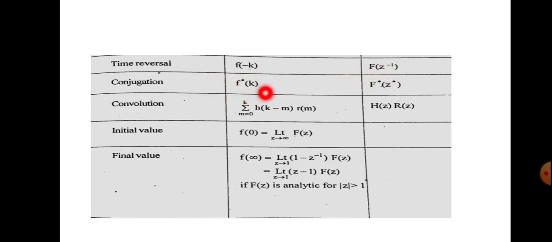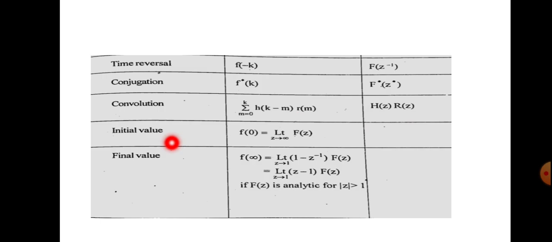Conjugation: the conjugate of f of k results in f conjugate of z conjugate. Convolution property: convolution in time results in the product of the z-transform pairs, that is, the sum from m equal to 0 to k of h of k minus m into r of m results in the product of the individual z-transforms, that is, h of z into r of z.